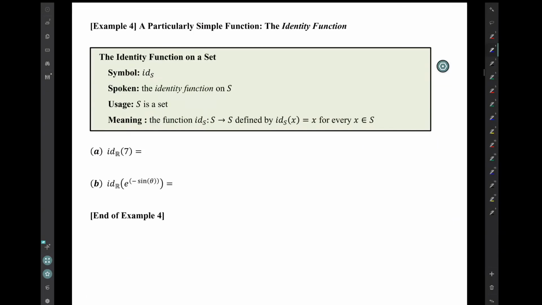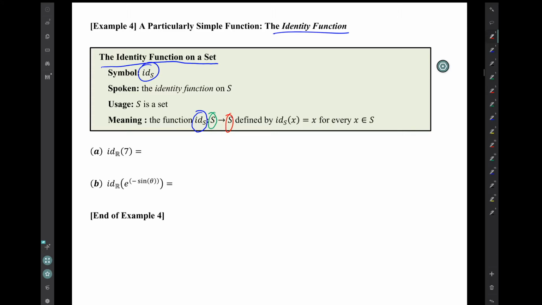Let's go on. Example 4. A particularly simple function is what's called the identity function. The identity function on a set is denoted by this symbol. You write little i, little d, and then subscript a letter or some kind of symbol. It's spoken, the identity function on S, or whatever symbol is sitting down here. When you write this symbol, the subscript is a symbol that represents a set. Now, what does this whole symbol mean? Well, it means a function. So that symbol represents a function. It's the function whose domain is the set S and whose range is the set S.